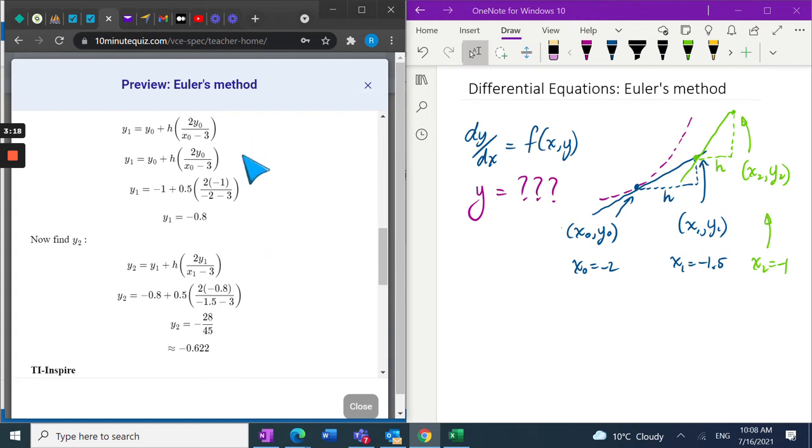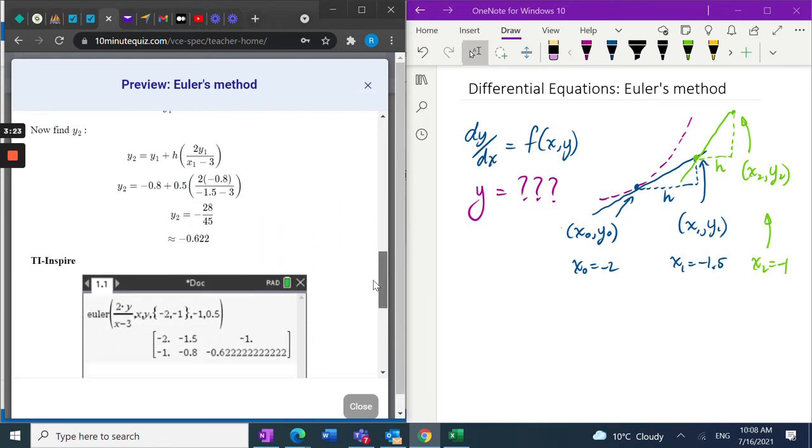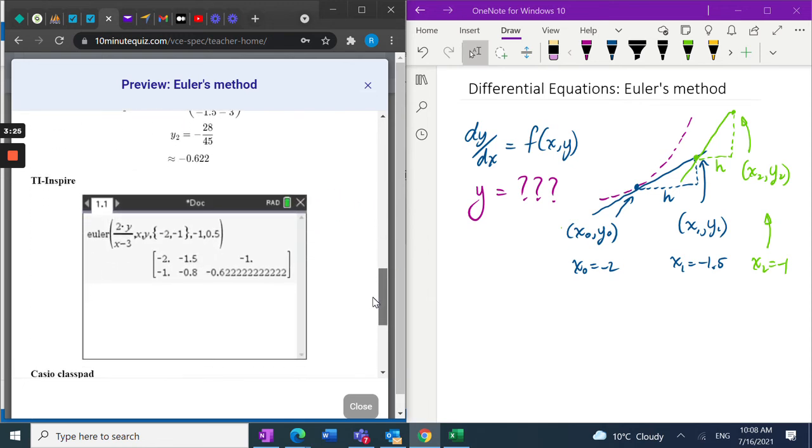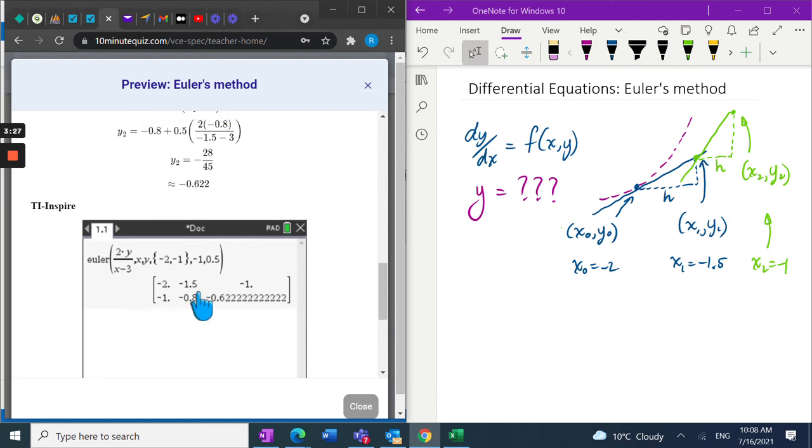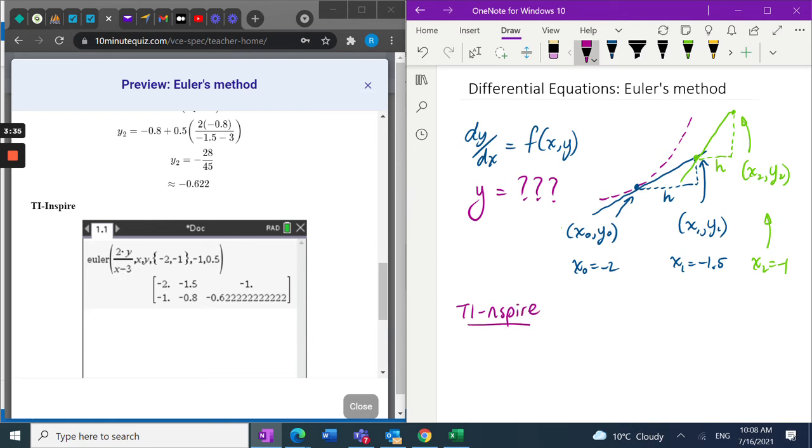Rather than doing the calculation step by step like this, there is also a function on the TI Inspire for this, which is the Euler function. Now, it's not under any of the menus, but we can just type in Euler, E-U-L-E-R.